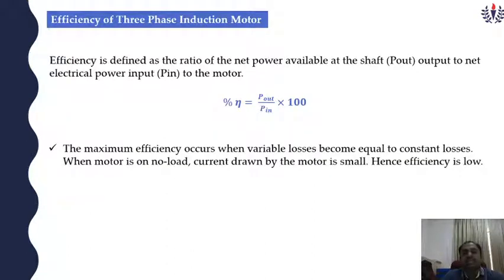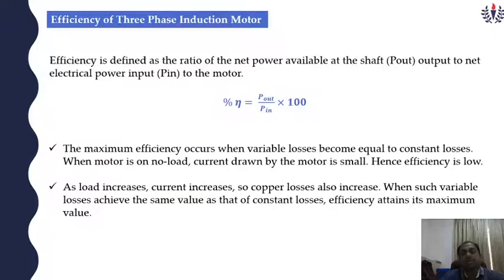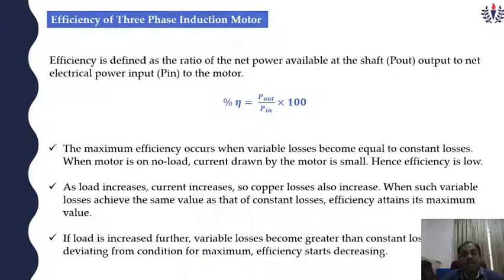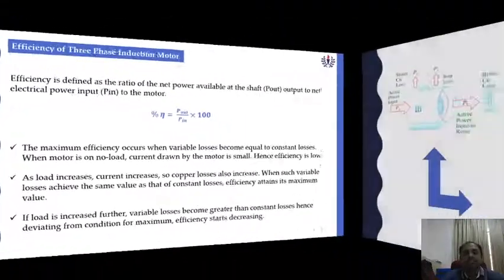The maximum efficiency occurs when variable losses become equal to constant losses. When the motor is on no load, the current drawn is small, hence efficiency is low. As the load increases, the current increases, so copper loss also increases. Copper loss, 3I2²R2, also increases. When such variable losses achieve the same value as that of constant losses, efficiency attains its maximum value. If the load is increased further, the variable losses become greater than constant losses, hence deviating from the condition of maximum efficiency, and efficiency starts decreasing.